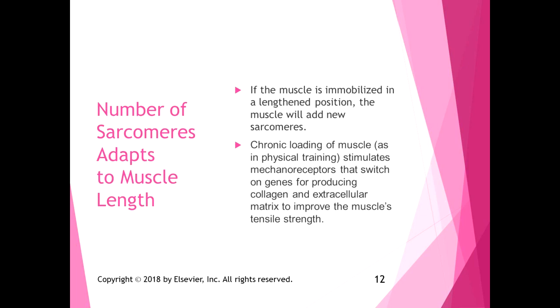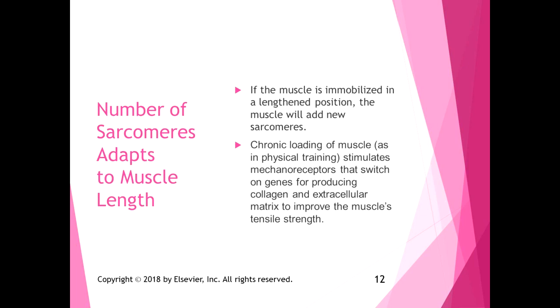So if the muscle is immobilized in a lengthened position, the muscle will add new sarcomeres. So chronic loading of muscle, as with physical training, stimulates mechanoreceptors that switch on genes for producing collagen and extracellular matrix to improve the muscle's tensile strength. So physical training is good. We know that, but this is why physical training is good. So if you immobilize the muscle in a shortened position, you will lose sarcomeres. If you immobilize the muscle in a lengthened position, you will add new sarcomeres.